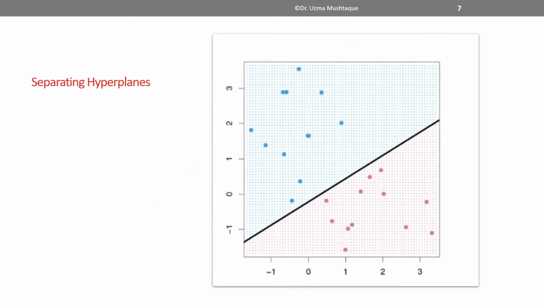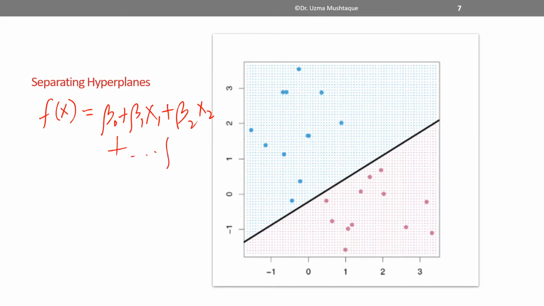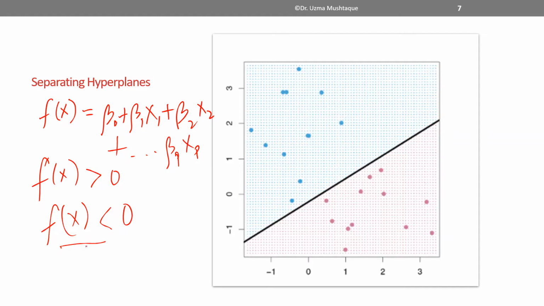Let's go and check what separating hyperplanes are then. Let us assume we are writing f of x as the equation of the hyperplane: beta 1 x1, and depending on your feature space, you can go on, so if it is a p-dimensional space, up to beta p xp. If f of x is strictly greater than 0, that is for points on one side of this plane, and if f of x is strictly less than 0, then this determines points on the other side of the plane.